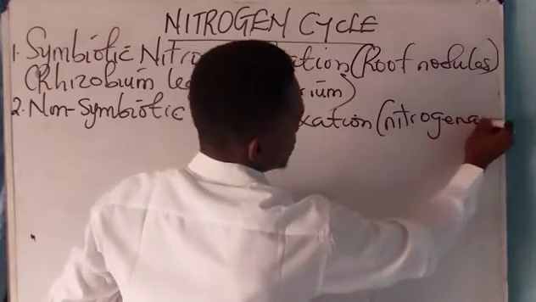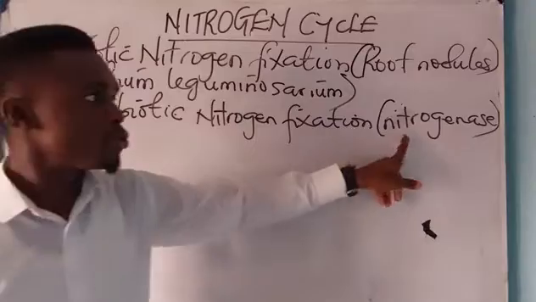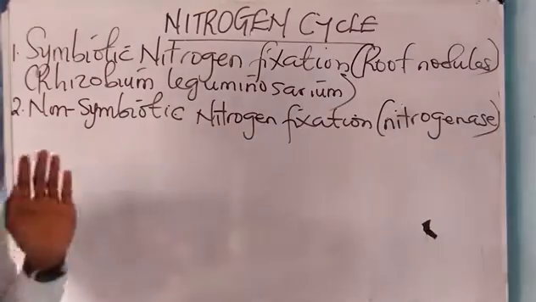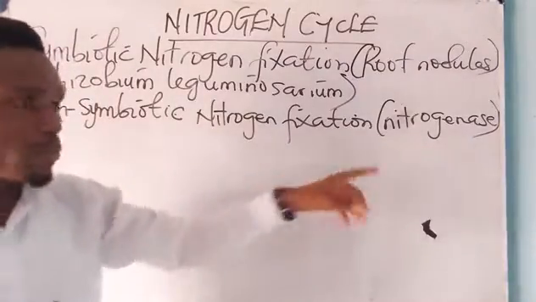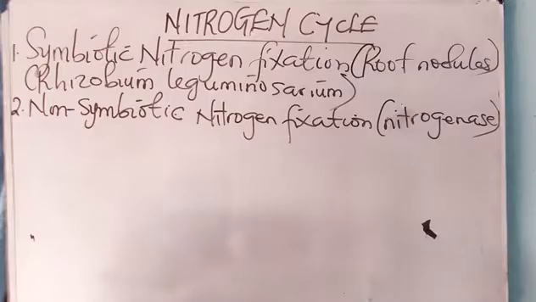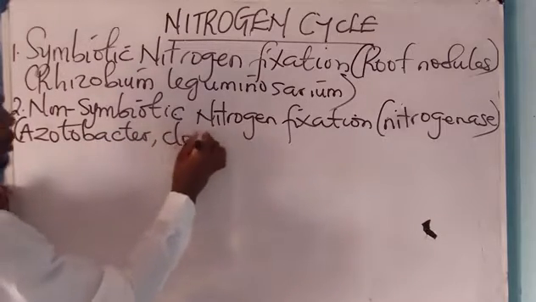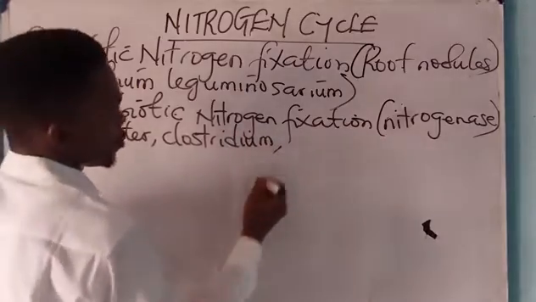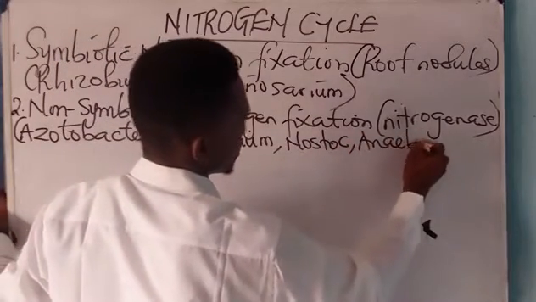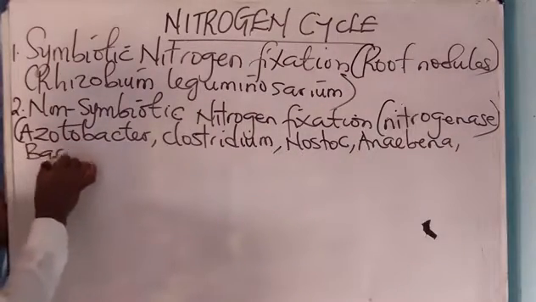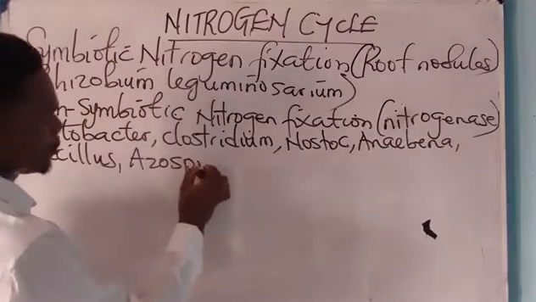Nitrogenase. They are able to fix atmospheric nitrogen by themselves because they have an enzyme called nitrogenase. They are found living in the soil freely, and they can fix atmospheric nitrogen into the soil as nitrates, because they possess an enzyme called nitrogenase. What are these examples of organisms? We have the Azotobacter, we have the Clostridium, we have the Nostoc species, we have the Anabaena species, you have the Bacillus, which is a rod-shaped bacteria. You have Azospirillum.